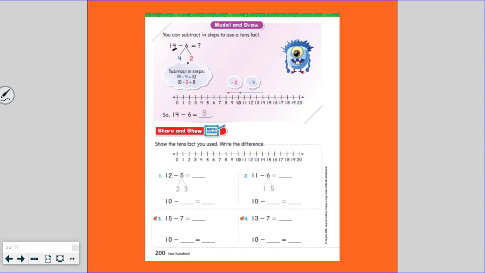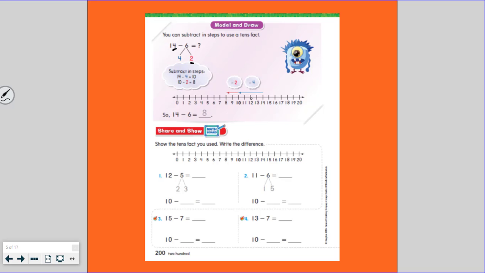Well, 4 plus 2 equals 6, right? Yeah, that's easy. So 4 plus 2 equals 6. So I'm going to subtract in steps. So first, I'm going to subtract 4 from 14, and that gets me to 10. And then I still have to subtract the 2, so 10 minus 2 equals 8. So 14 minus 6 is 8.